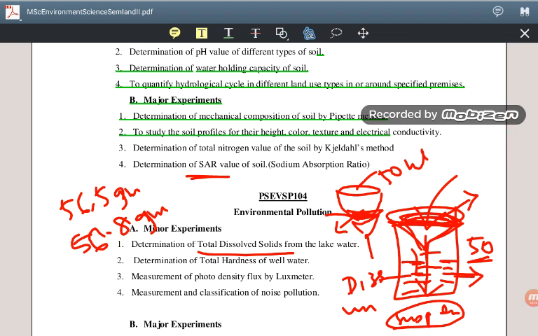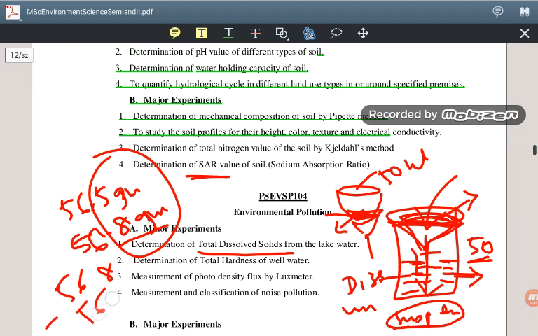Then what we are going to do is that we are going to subtract this, that is the amount of the dissolved matter which is present in the petri dish, that is 56.8 minus 56.5. So 0.3 will be the weight, and according to that weight we have to apply it on the formula, and then you will come to know the dissolved matter in the given water sample.